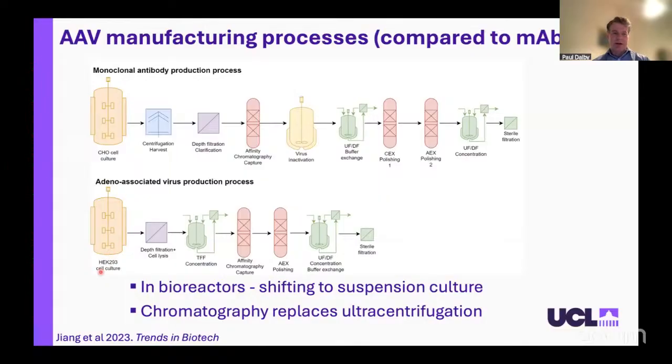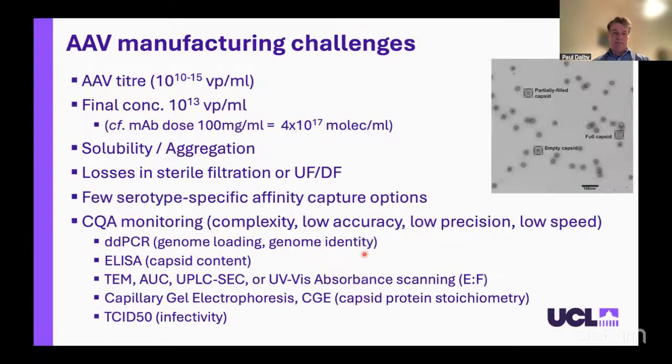They start off similar. You go into a bioreactor that could still be adherent, but increasingly suspension cell culture. Then you'd use things like TFF for buffer exchange and concentration. But most importantly, replacing the ultracentrifugation are chromatography steps, typically an affinity chromatography followed by a polishing ion exchange, and then buffer exchange into the final drug substance. So those are the manufacturing paradigms, but there are many challenges associated with them.